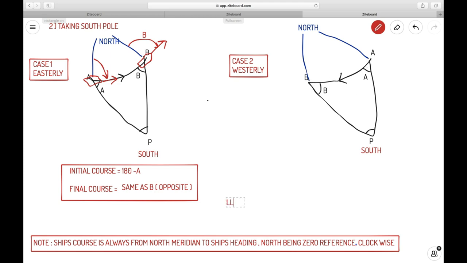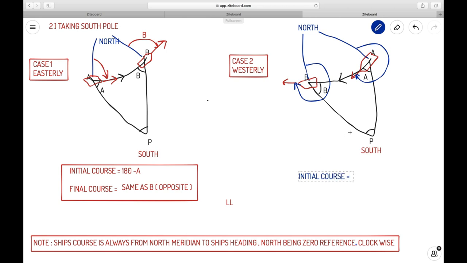Now let us proceed to the westerly case. You already have your North Pole. Traveling from A to B, let's draw our ships. We have our ships, and you will be traveling this way. Your ship will initially be heading in this direction, and finally your ship will be heading this way. As we discussed, your course is always from the north meridian to ship's head, clockwise. Finally also from north meridian to ship's head this way. These blue lines indicate your initial course and final course.